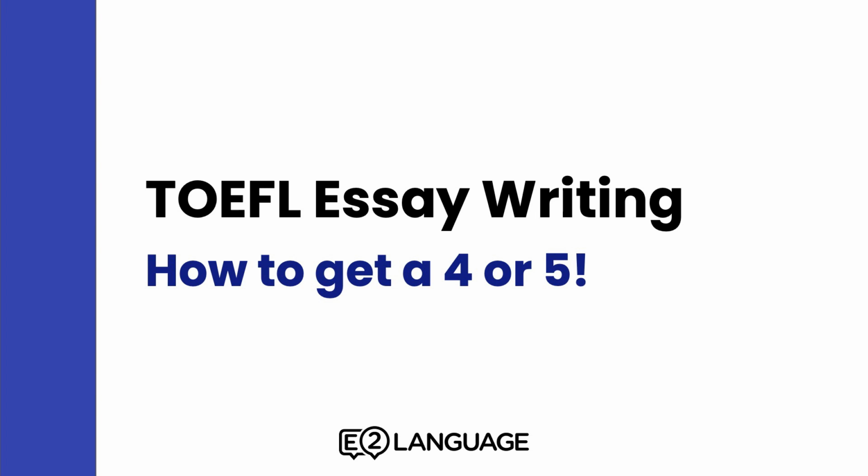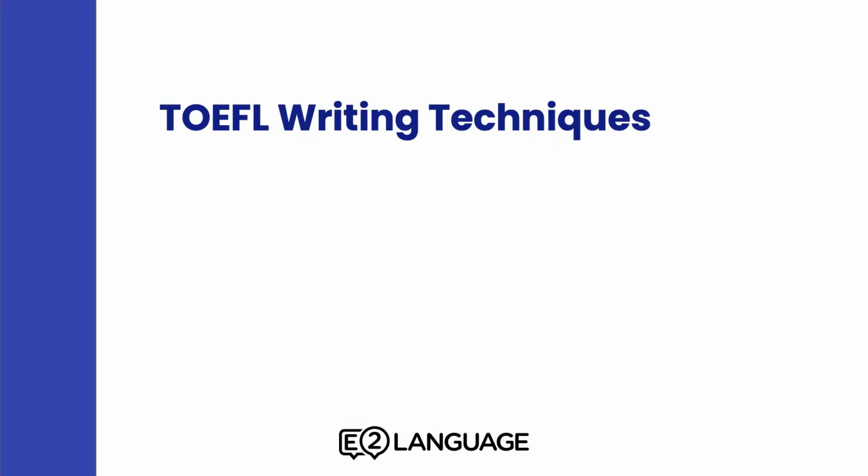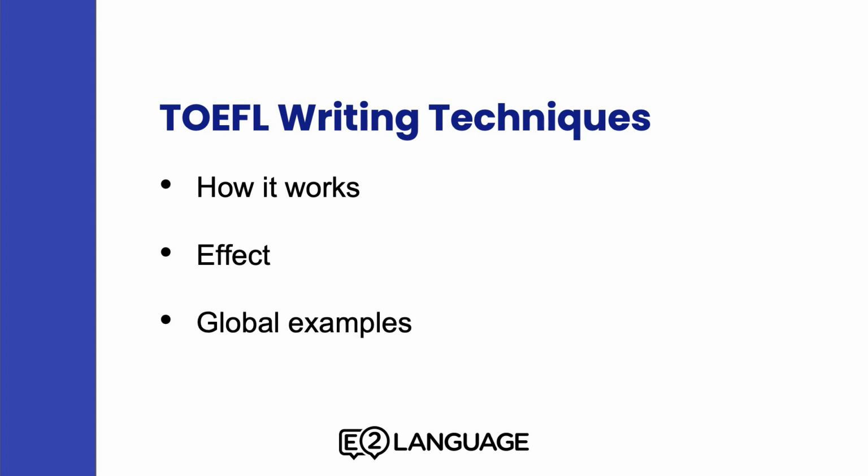Today we're looking at essay writing and how to get a 4 or a 5 in your essay. In order to do that, you need to extend the ideas that you write about in your essay. But how do we do that? How can we find different ways to express and continue extending our ideas? Today, we'll look at 3 techniques that you can use to help make those ideas clearer and fully extended. These techniques are how it works, effect, and global examples. And I'll go into those in detail in the video. Don't worry about them right now.